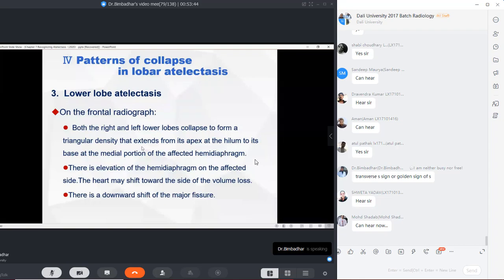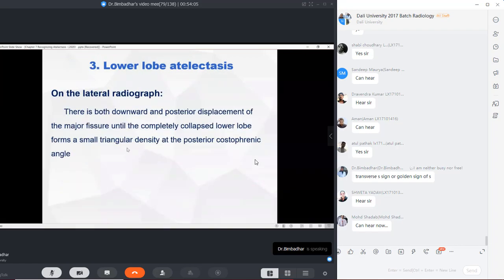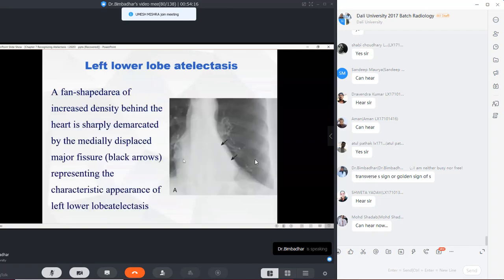So lower lobar atelectasis generally does not have hyperinflated lungs. If the upper lobes are collapsed, yes, lower lobes will try to compensate. But if lower lobes are collapsed, the upper lobes cannot compensate, because they have a smaller space, smaller area. Okay, both downward and posterior displacement of the major fissure, until a completely collapsed lower lobe forms a small triangular density at the posterior costophrenic angle. So you see here, right?